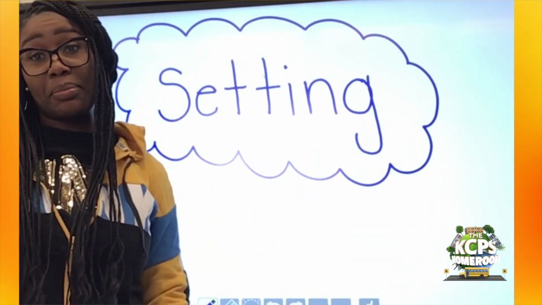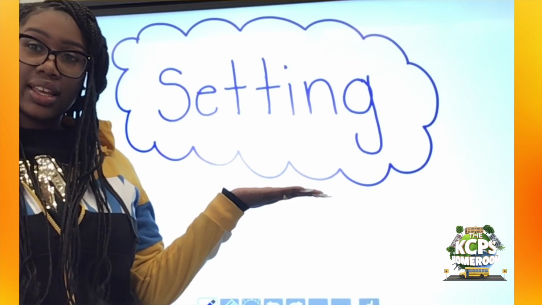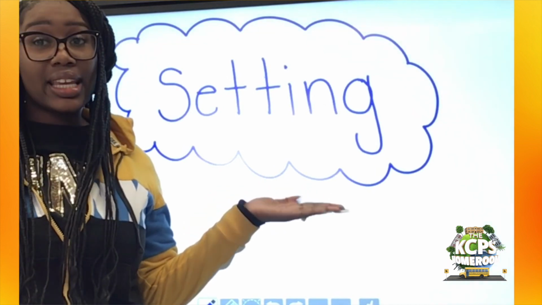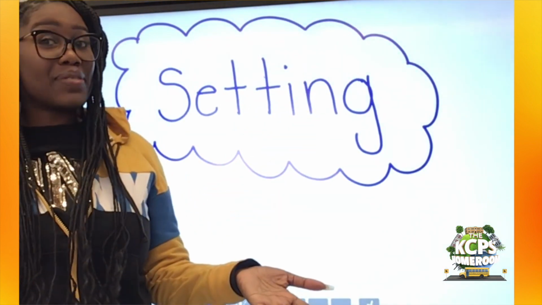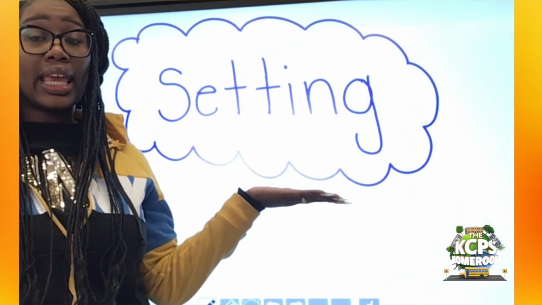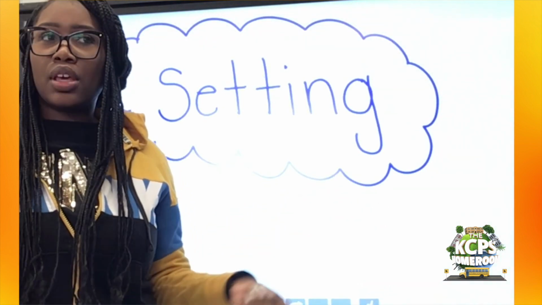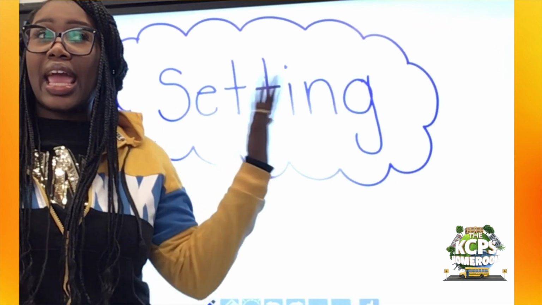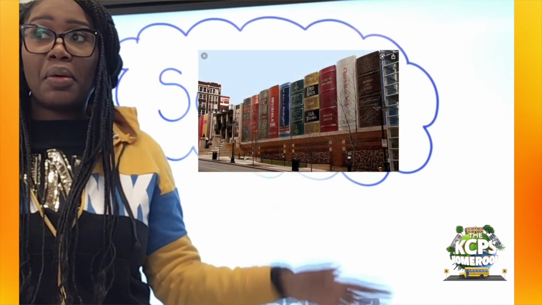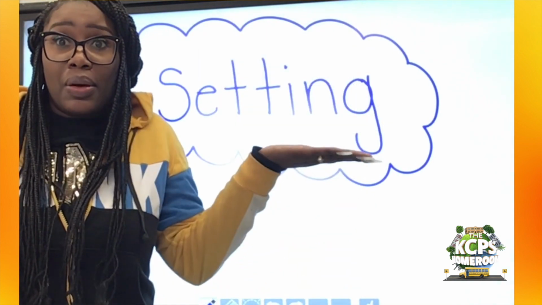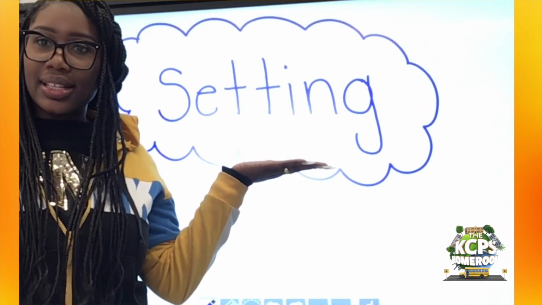The second element that you'll learn today is setting. Can you say setting? And setting is a big word. What kind of word? That's right, a big word. Setting is a big word for where the story takes place. So, are they at your house? Are they at a restaurant? Are they at the mall? Are they at the library? Where are they? Setting, where the story takes place.